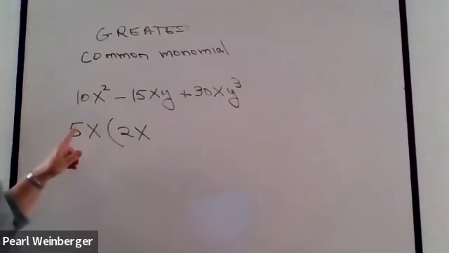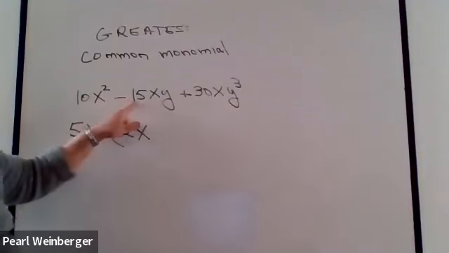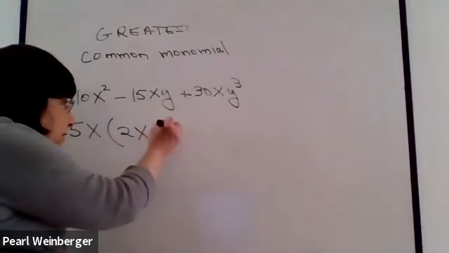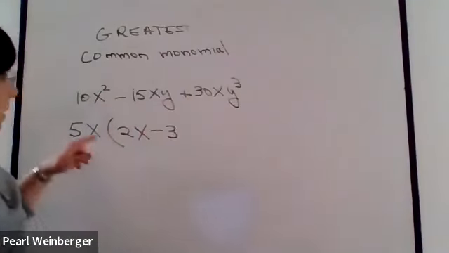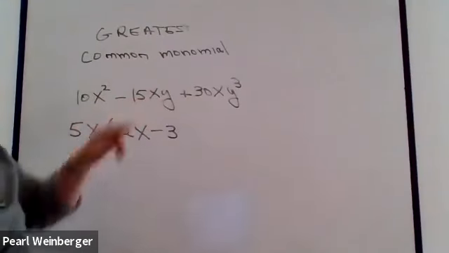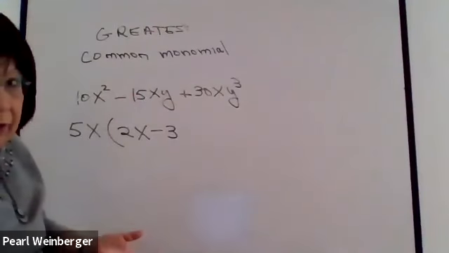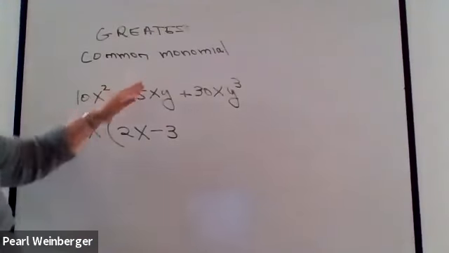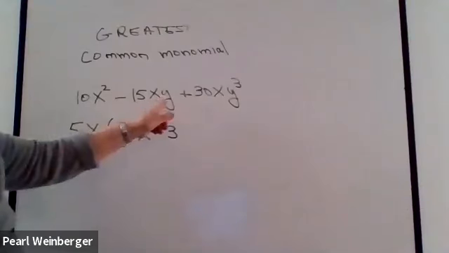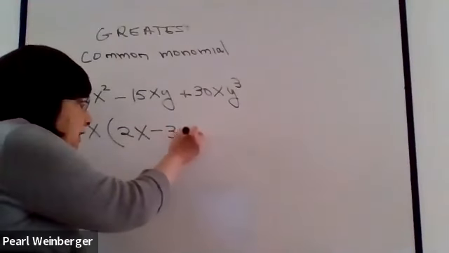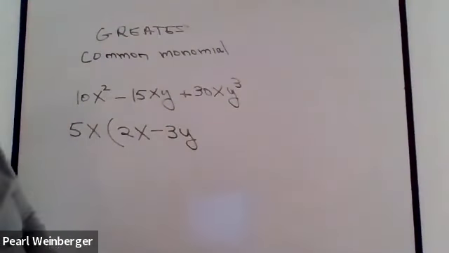Then I go to the second term and do the same thing. I divide the 5 into the negative 15 to give me negative 3. The x into the x. Now, when they are exactly the same, they're both exponents of 1, they just cancel out. So the x's are canceling out, but I'm left with a y. So this becomes negative 3y.